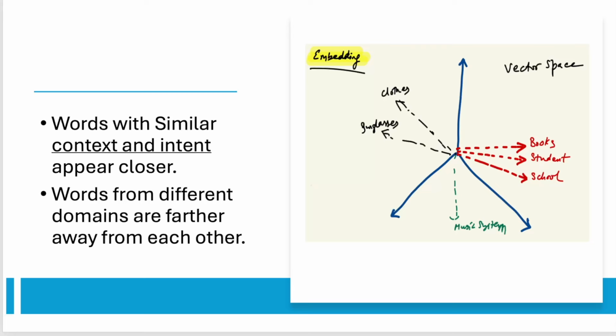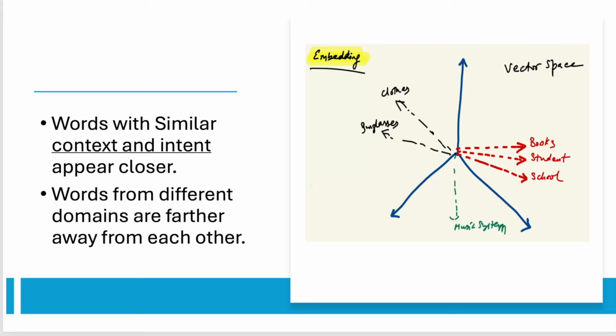What I have tried to do through this visual is, if you have clothes and sunglasses in a vector space, you will see that their embeddings will be somewhat away, but still closer to each other than, let's say, books, student and school. Same with a music system. It might be further away from all of these. So you give it the word and it says, hey, books, you go there. Student, you go there. Clothes, you are in that coordinate.